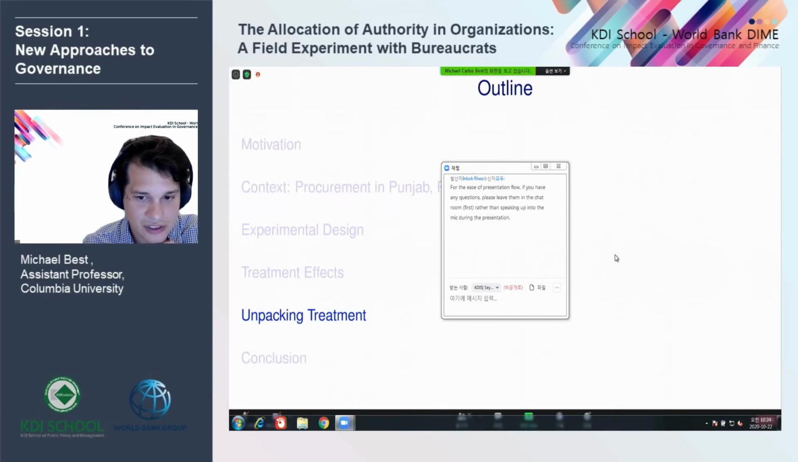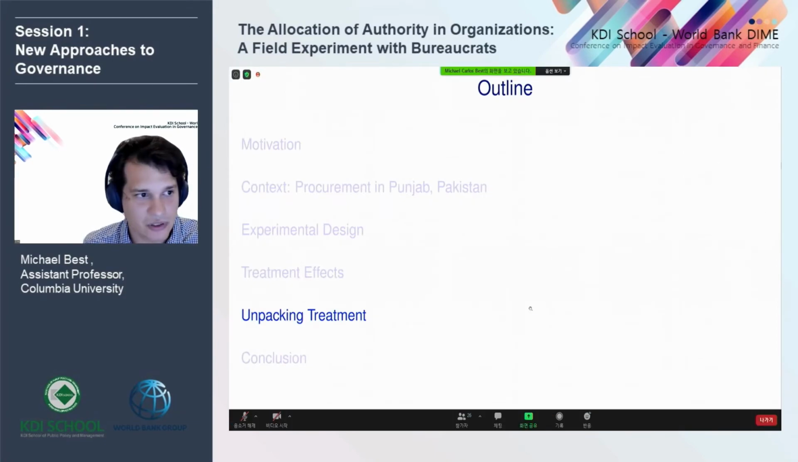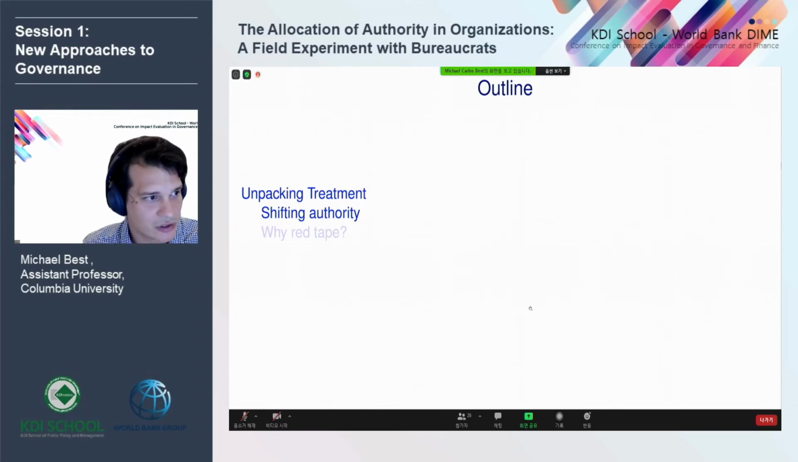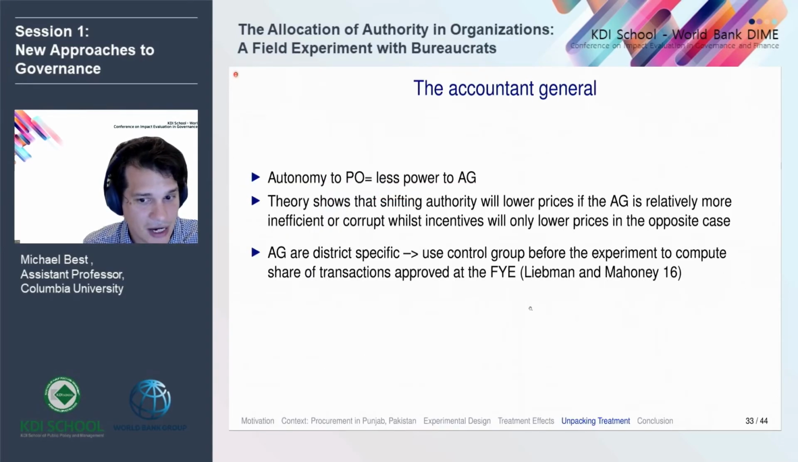And so in order to try and address that, we're going to unpack a little bit what's going on here. We're going to look first at how this affects the way that the accountant general does its job.